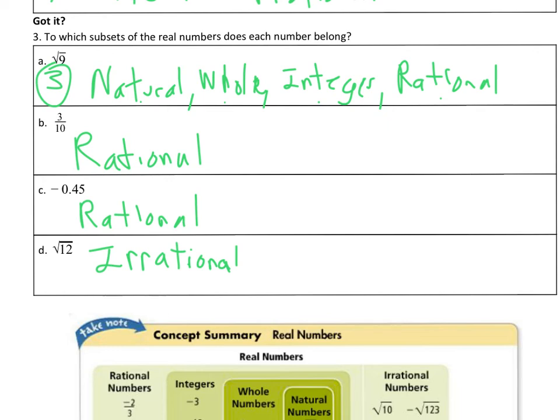Next, 3/10 is rational. If you're not sure whether it's rational or not, turn it into a decimal. That decimal is 0.3. 0.3 is a decimal that ends. That makes it rational. Part C, that negative 0.45, that's also rational. It's a decimal that terminates, a decimal that ends. So that's why that one's rational. And then lastly, square root of 12 is about 3.4641011615. That doesn't look like it's going to end or repeat. It's not a perfect square. That's why that's irrational. Okay?